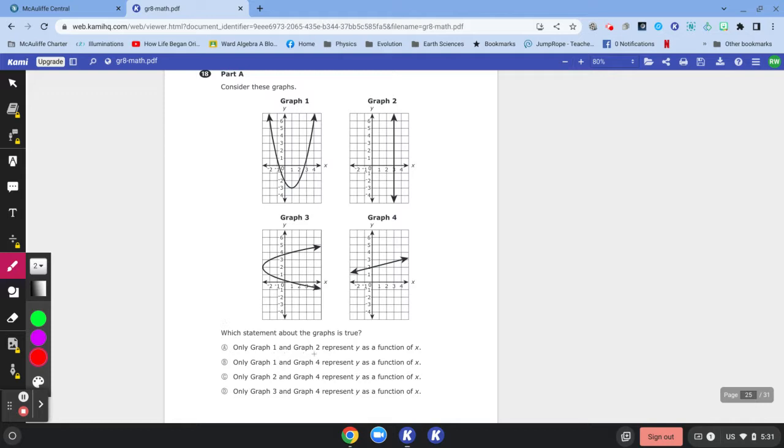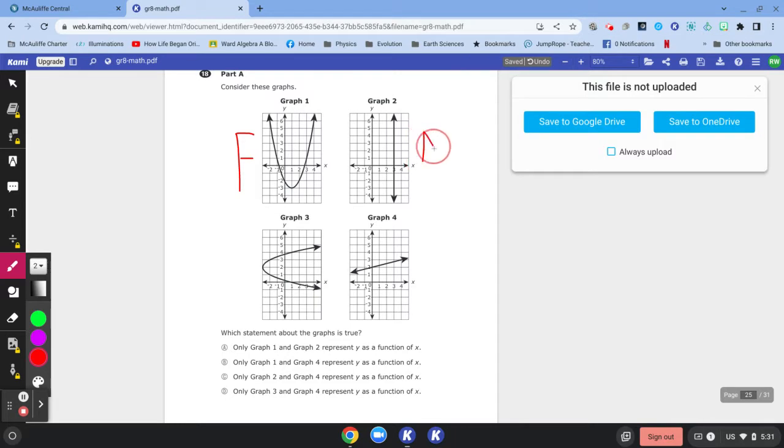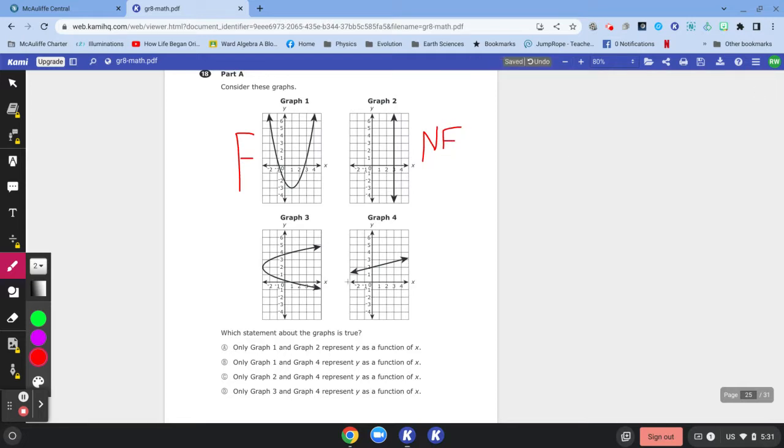So only 1 and 2 represent y as a function of x. So 1 definitely represents a function. Okay, so that's a function. But 2 does not. That's not a function because it is literally a vertical line, and so it fails the vertical line test by being a vertical line. Graph 1 and 4. Okay, 1 is a function. 4 would pass the vertical line test, as does 1. So that one actually is the correct answer.